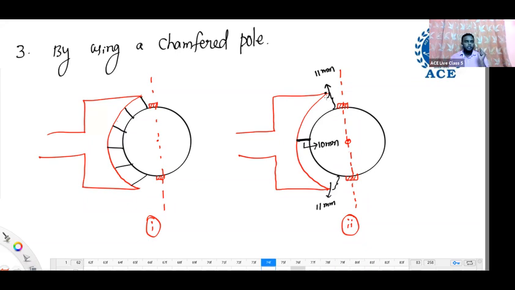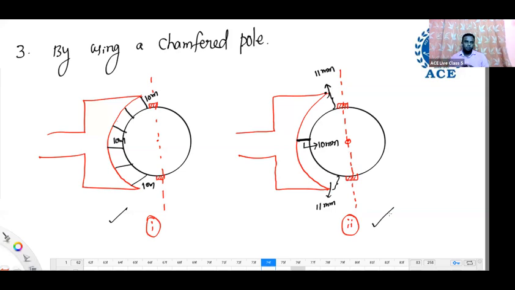Just slightly the poles are chamfered, so that you cannot identify it with your eye from some distance. It looks like the same gap throughout. But if you measure with a scale, you can get little variation. 1 variation is also enough. That is called a chamfered pole. But here it is throughout the same, 10, 10, 10. This is called a normal pole. It is not a chamfered pole.